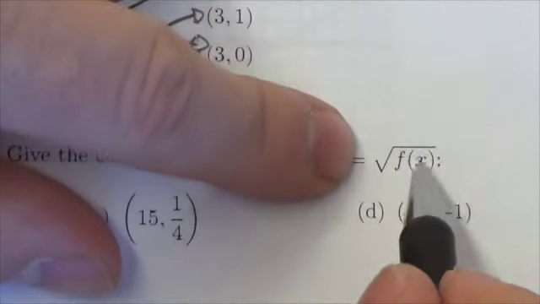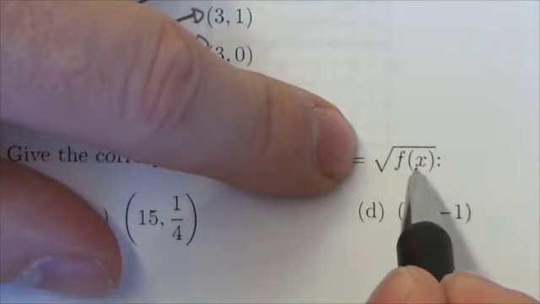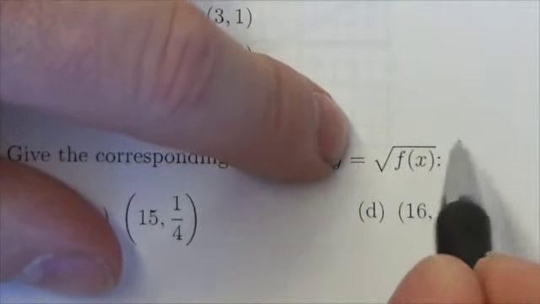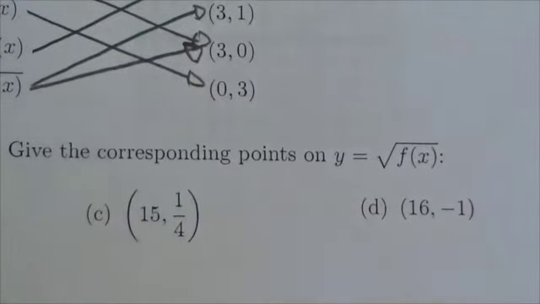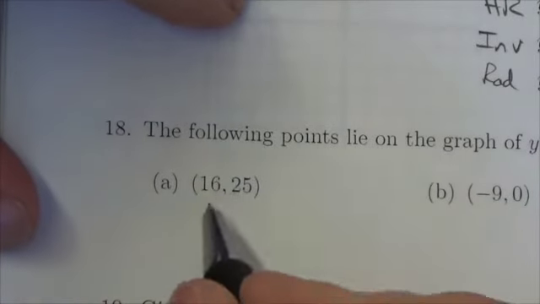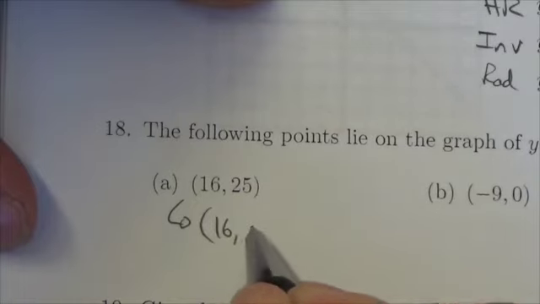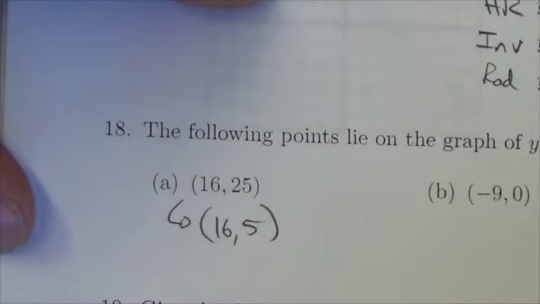So think of it this way. I have to evaluate the function at x first to get y, and then I take the square root. So what I'm doing here is I'm only ever taking the square root of the y coordinate. So let's go through and take a look at these points. When I apply that to this point right here, I'm going to get the point 16 comma 5.